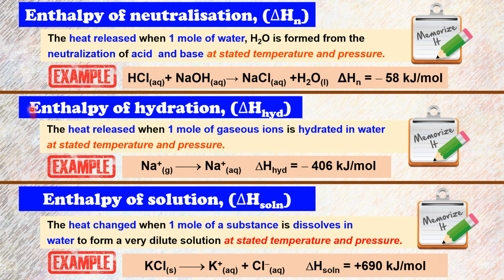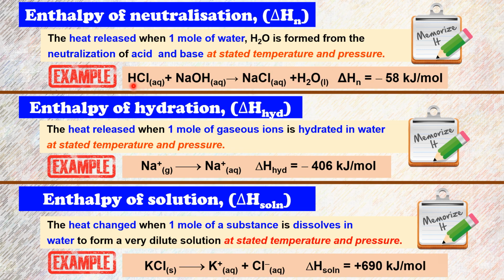Okay, we move to the other 3 types of enthalpies. So enthalpy of neutralization. The symbol here is delta Hn. N stands for neutralization. It can be defined as the heat released, which means it involves an exothermic reaction, when 1 mole of water, H2O, is formed from the neutralization of acid and base at stated temperature and pressure. So 1 mole of water here refers to the product side, which should be 1 mole. Therefore, when you want to balance the equation, you have to balance the other species.